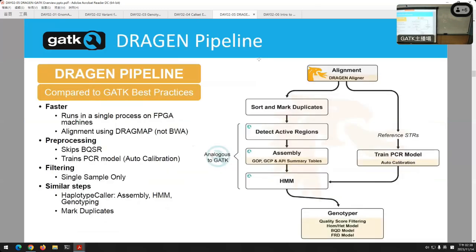And the Dragen pipeline is similar-ish. You still see alignment, but they have their own aligner. You still see a bunch of stuff we talked about before. Marking duplicates, GATK does it. Detecting active regions, that's a GATK thing. Assembly, that's fine. A hidden Markov model, again, we're aware of that. They've got this other thing here. They train a PCR model, that's new. So they feed some stuff into the hidden Markov model. I'll talk about that. And then they go out to the genotyper. So it's analogous in many ways to what we did.